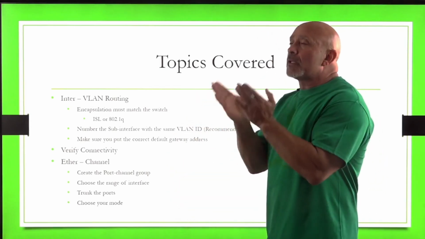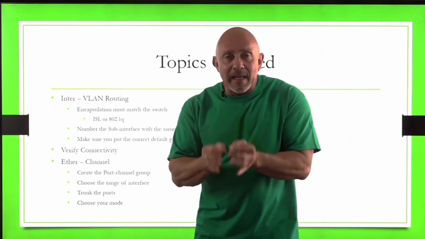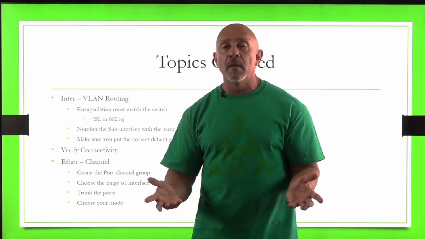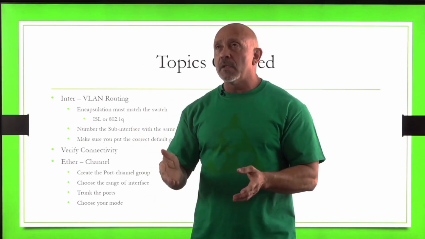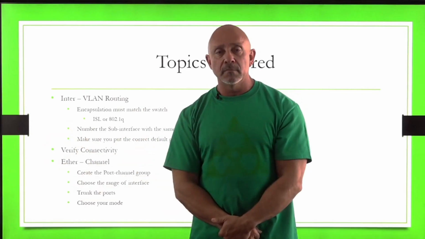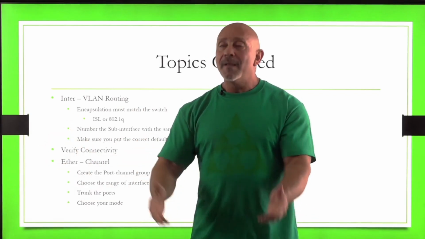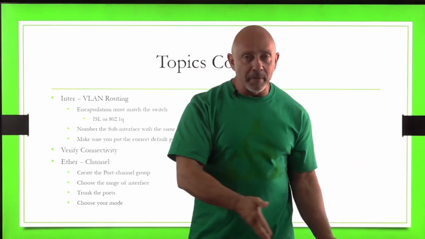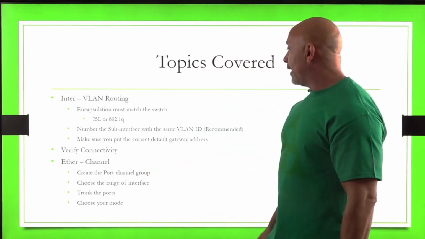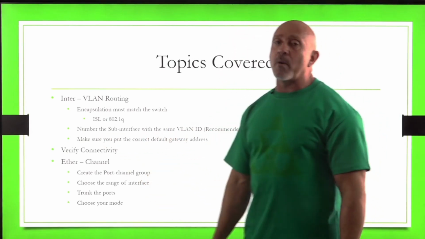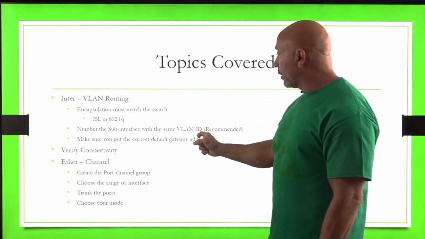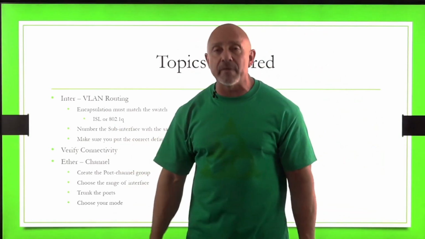But if you're doing a sub interface for VLAN 100, why in the world would you create an interface F0/0.33 if it's for VLAN 100? It makes no sense. So just put your sub interface number as the number of your VLAN to make it easy for you. Even though it's only recommended, come on, common sense. Make sure you put the correct default gateway. Make sure you know the networks that you're working in, and then verify connectivity.